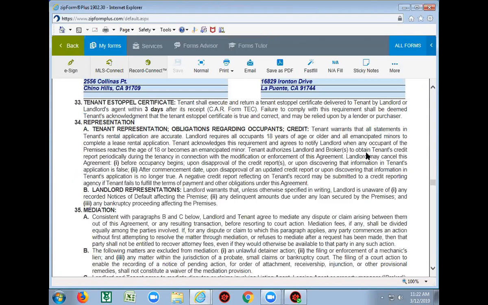Especially when you do income property, you need a tenant estoppel for each unit. Okay, not just if it's a condo, that's easy, one. If you've got 10 units of income property, you need 10 tenant estoppels.